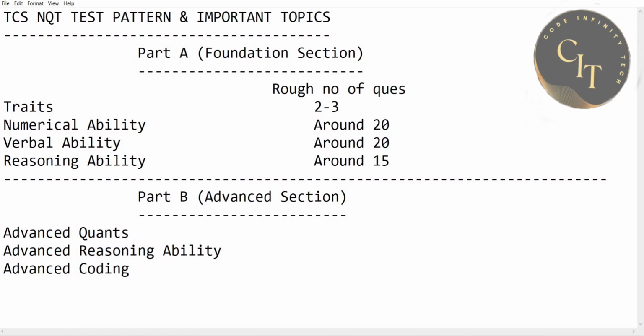So let's discuss the advanced section also. Later we will be discussing the topics in each section. Now coming to the advanced section, for advanced quants there will be around 10 questions, and the same for advanced reasoning ability, around 10 questions. Again, when I say around 10, you may get some 7 questions or some 9 questions like that. And coming to advanced coding, you will be having 2 coding questions.